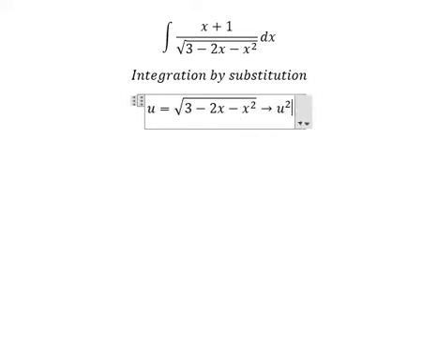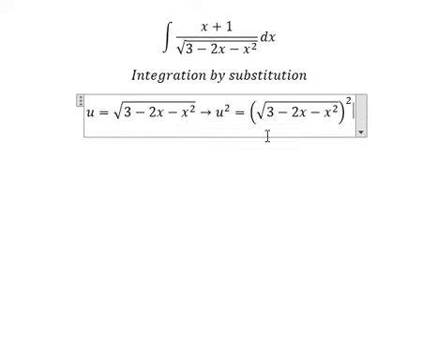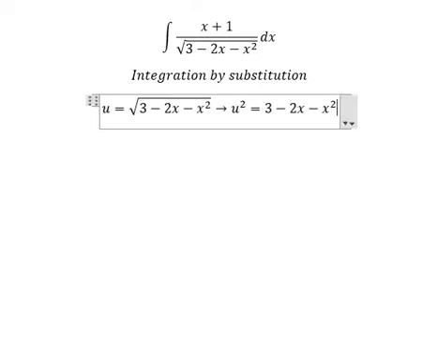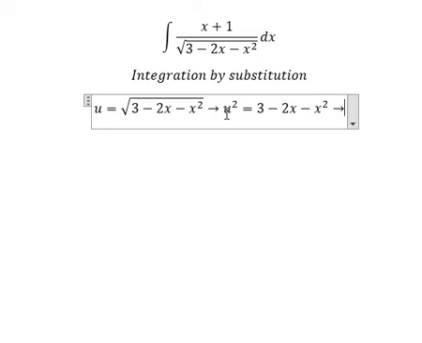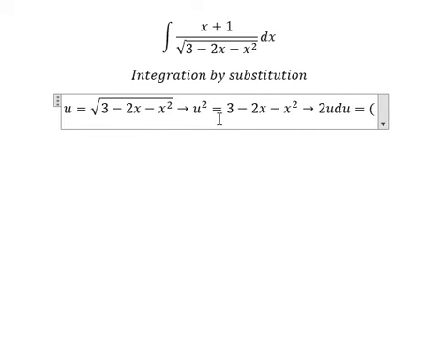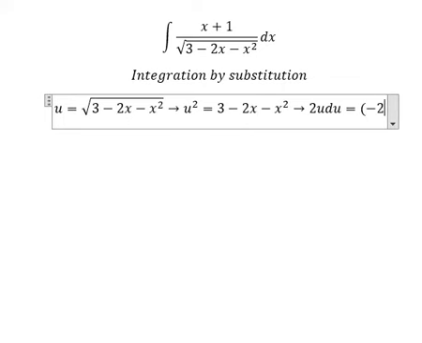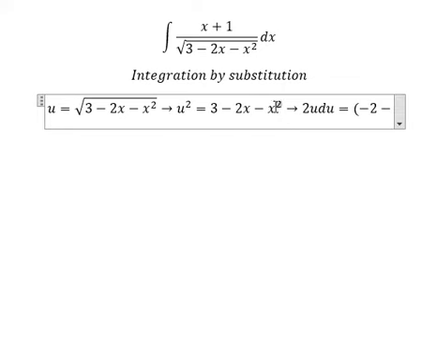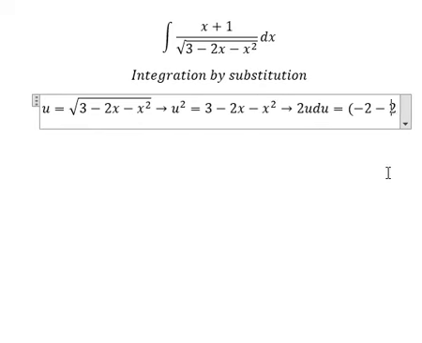Later, we square both sides to cancel the square root. Next, we take the first derivative of both sides. The first derivative of u squared is 2u. This one is a constant, so you get 0. This one we have number 1, so we have negative 2. This one we have 2x.